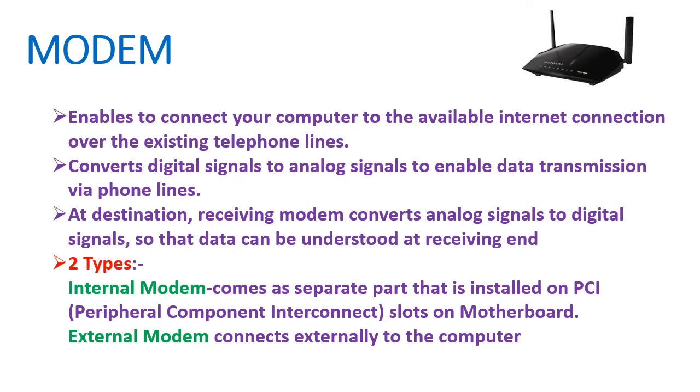There are two types of modems. First one is the internal modem. It comes as a separate part that can be installed on the PCI slot of your motherboard. An external modem can be connected externally to the computer.